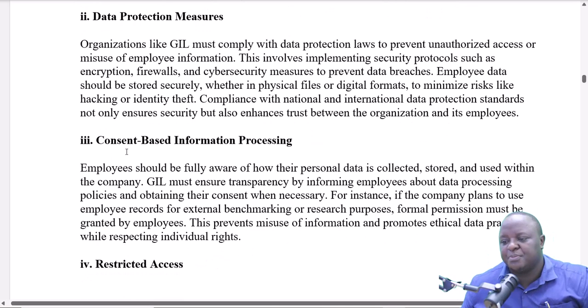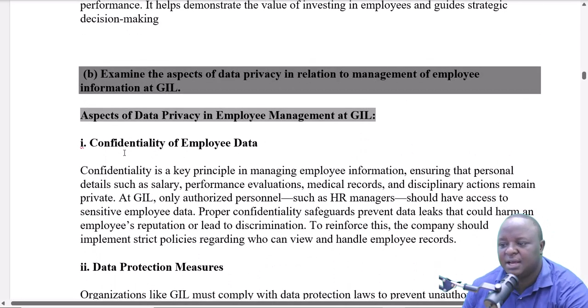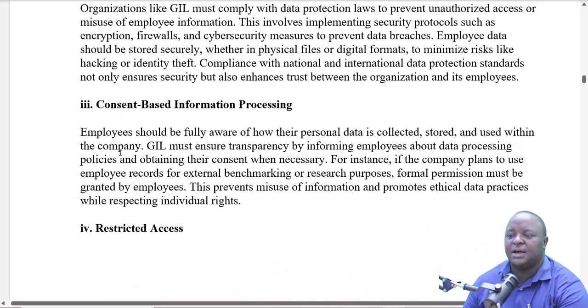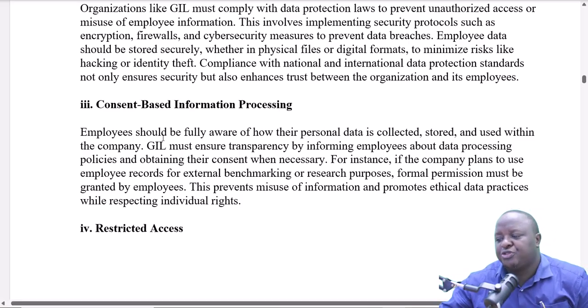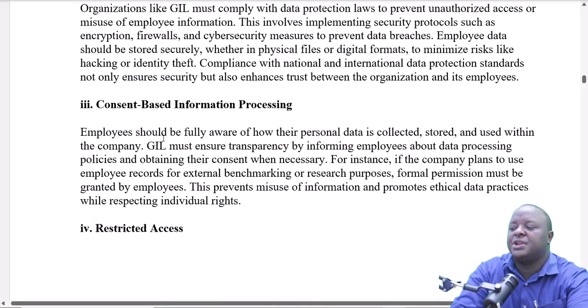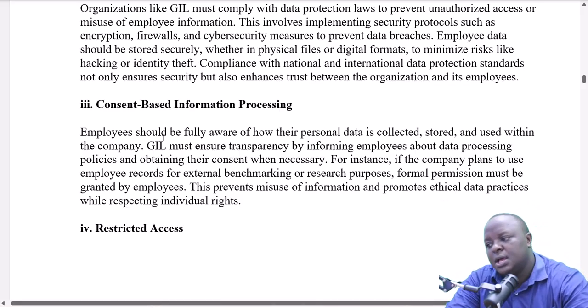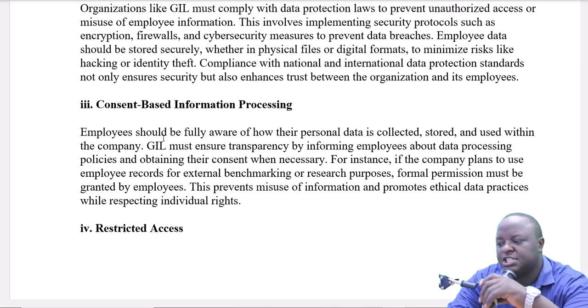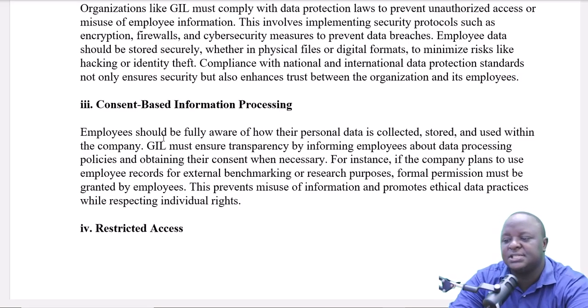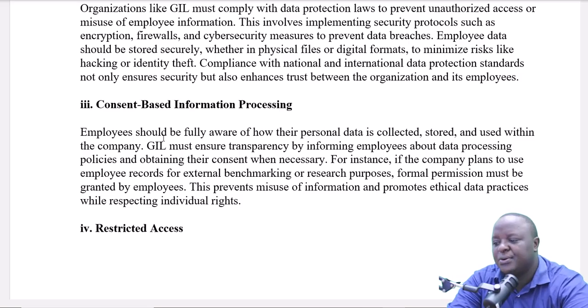Consent-based information processing. In terms of data privacy and consent, sorry. When you talk about consent-based information processing, employees should be fully aware of how their personal data is collected, stored, and used within the company. So GIL must ensure transparency by informing employees about data processing policies and obtaining their consent when necessary.